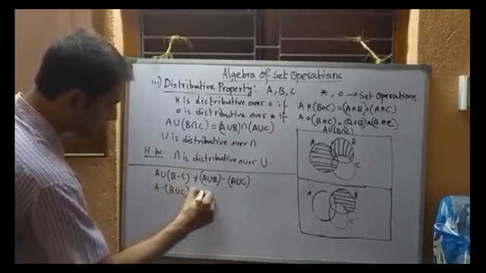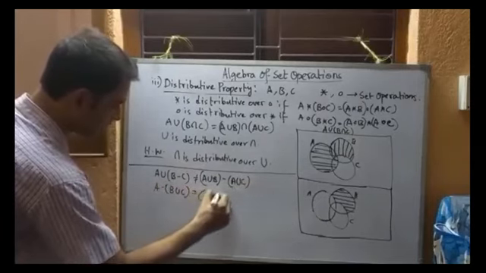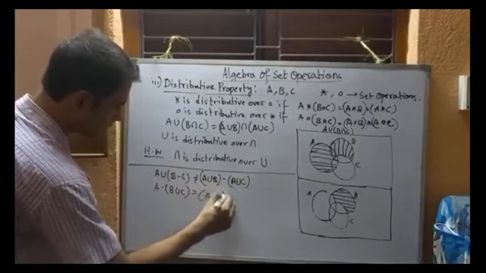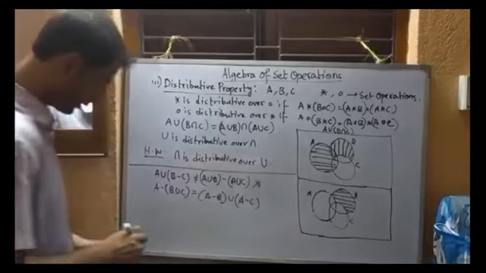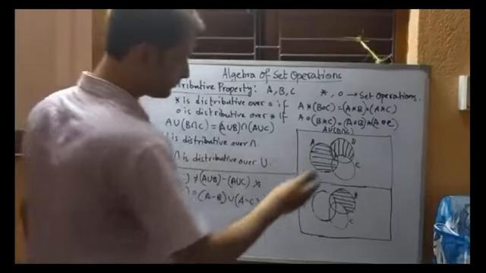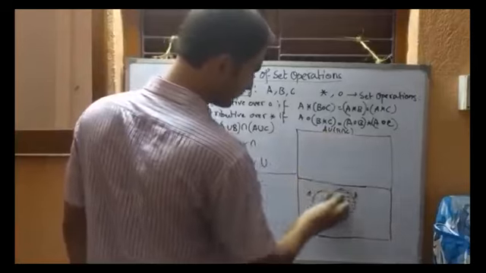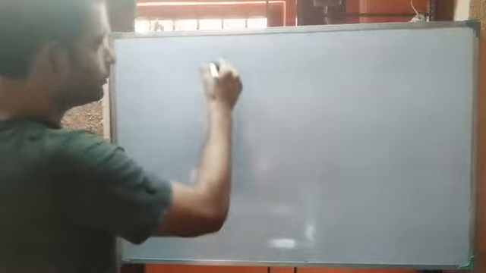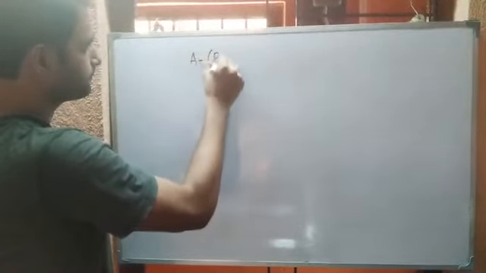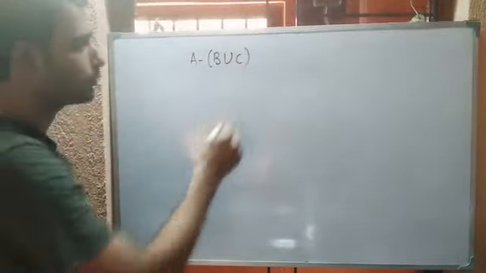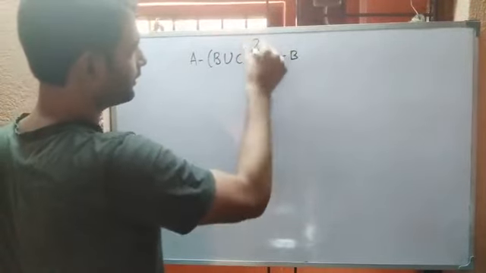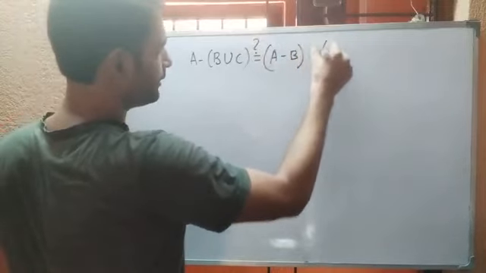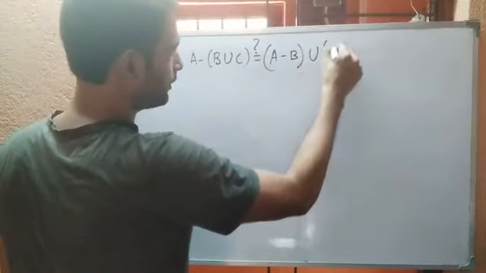Whether this will satisfy A difference B union A difference C. This is not satisfied. So let us verify the second one. For A difference B union C, we have to verify whether it is A difference B union A difference C.